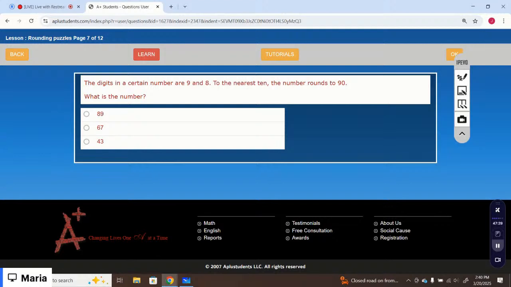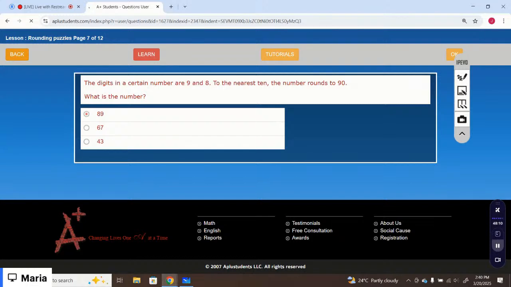The digits in a certain number are 9 and 8. To the nearest 10, the number rounds to 90. What is the number? 89, option number 1 is the correct option. Okay, you can complete the lesson by yourself maybe today.